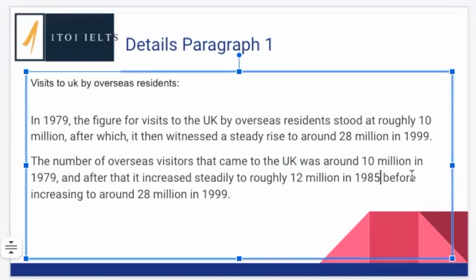Before increasing again, if we're going to have this before "ing", put the comma before it, to around 28 million in 1999. Good. This looks really accurate to me, so well done.